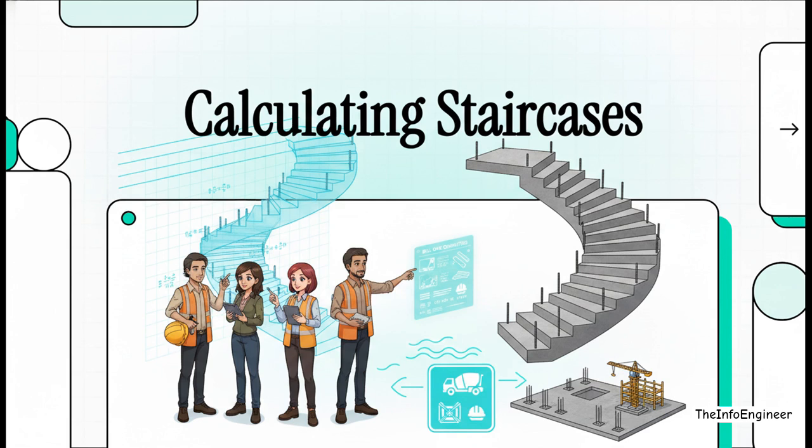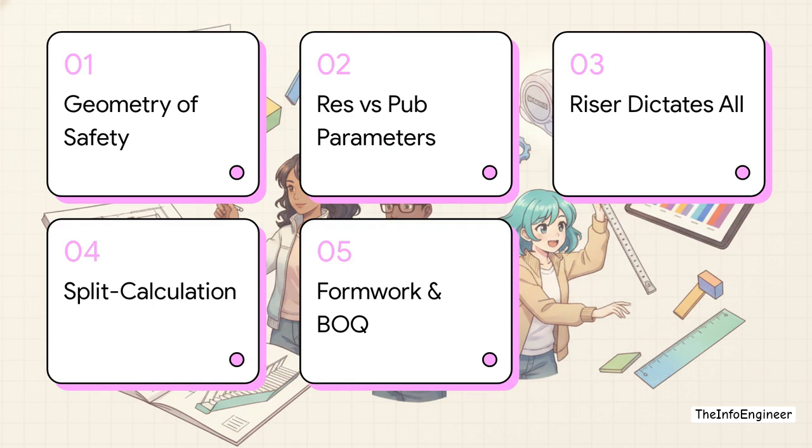Today, we're going on a bit of a journey. We are going to transform those architectural lines into a highly accurate Bill of Quantities, or BOQ. We'll start out with the historical geometry of human comfort, navigate through some strict building codes, and ultimately end up with the exact concrete and formwork calculations you need on the construction site. Okay, let's dive right into this.